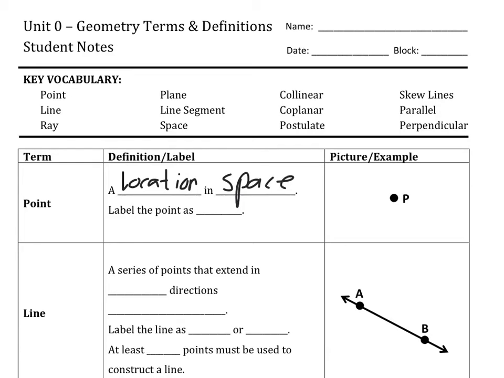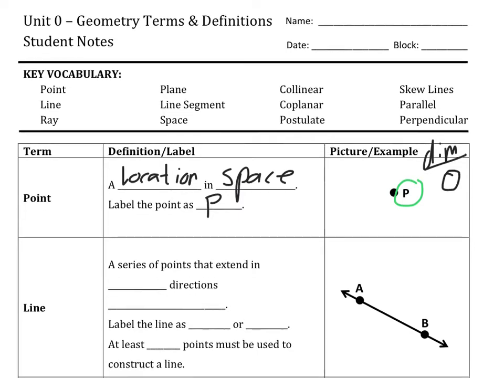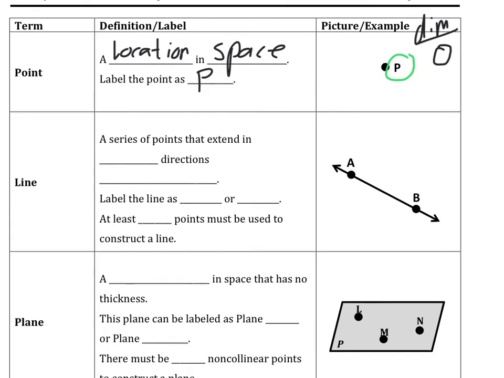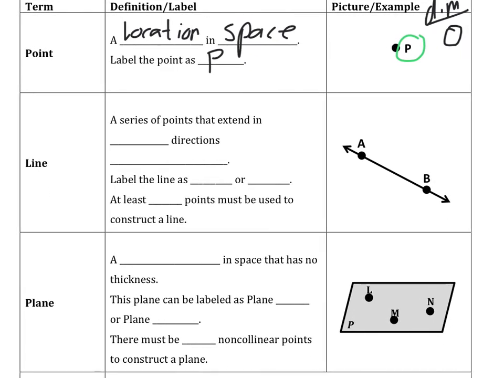When we're naming a point, we're just going to name it using whatever letter is next to that point. So we're going to name this point P. It's also helpful to talk about the dimensions that a certain figure represents, and a point is what we would consider 0 dimensions. Next up, let's take a look at what we consider a line.